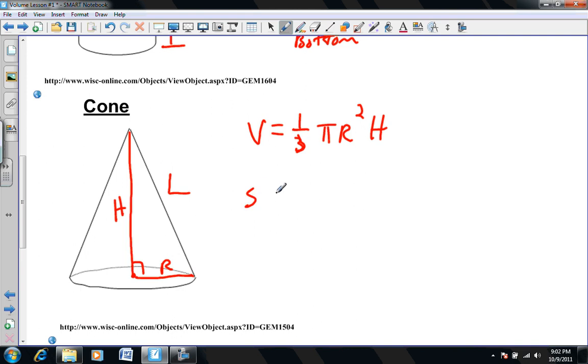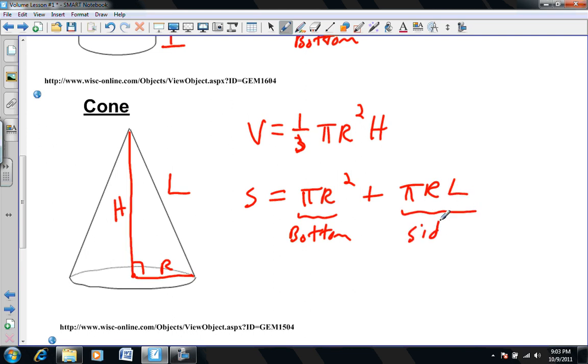The surface area, as it turns out, is equal to pi r squared. That's just the bottom part of the cone, the circle, plus pi rl, which is going to tell you the area of the sides of the cone.